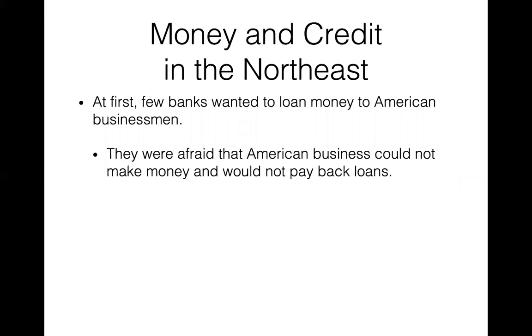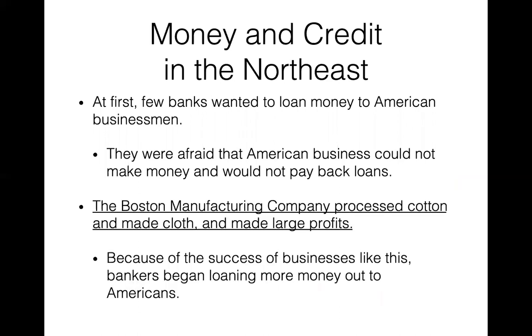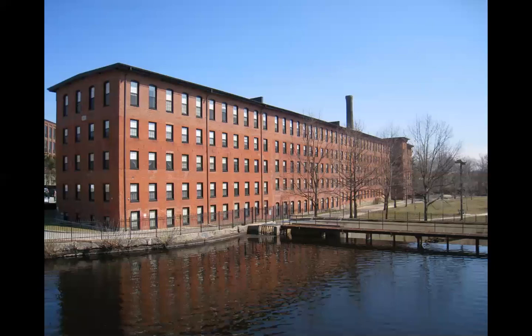At first, there were not a lot of banks that would loan money to American businesses because banks were afraid that an American business was going to do poorly. They were afraid that Americans wouldn't pay back their money. And so a lot of these loans were difficult to get. But the Boston Manufacturing Company started producing a lot of cotton cloth and made huge amounts of profit. And so then banks saw that it could happen in America. Companies could make a ton of money in the United States. And so more and more banks were open to lending money to American businesses after that. Thanks, Boston Manufacturing Company. This is actually one of their factories.